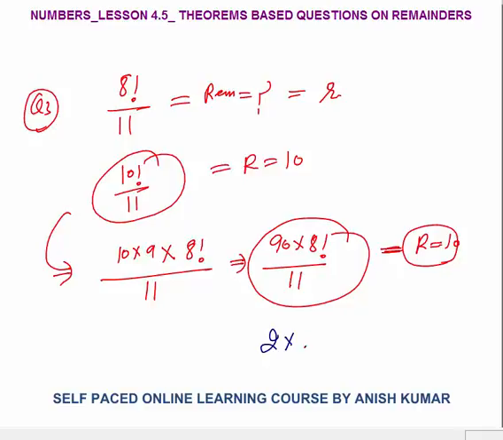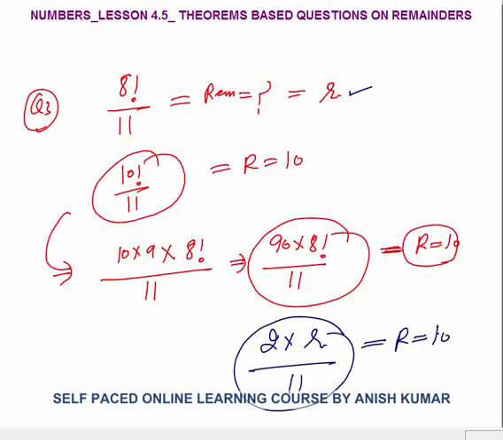8 factorial by 11, let's say the remainder is r as we have assumed. 2 into r by 11, the final remainder should be 10. What should be the value of r so that the remainder remains 10? Can I say that r should be 5? Because 2 into 5, 10 by 11, the remainder would be 10. So r can only be 5. The smallest value or minimum value of r is 5. So finally the remainder is 5. We have to take the minimum value in such a case.